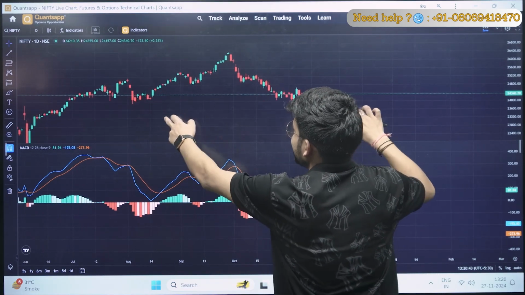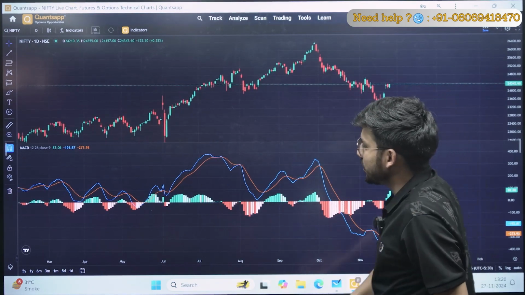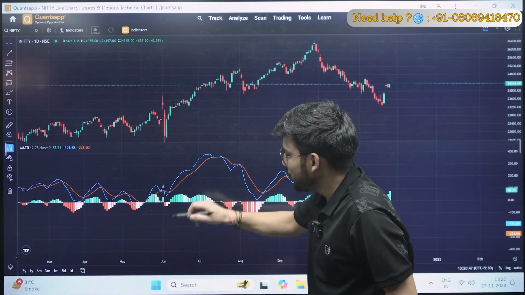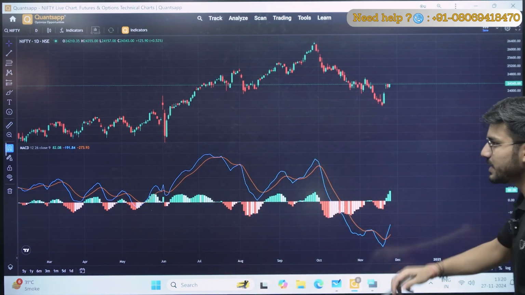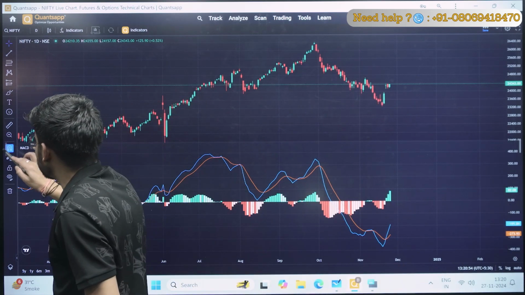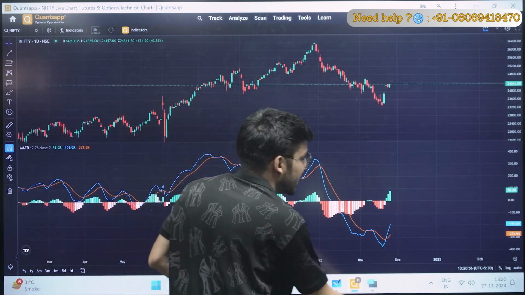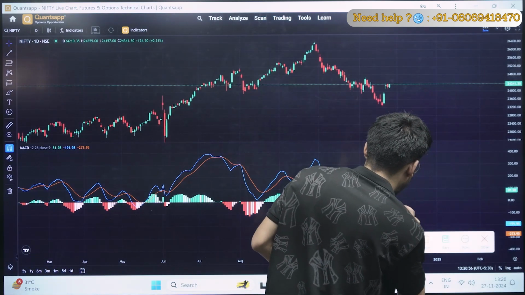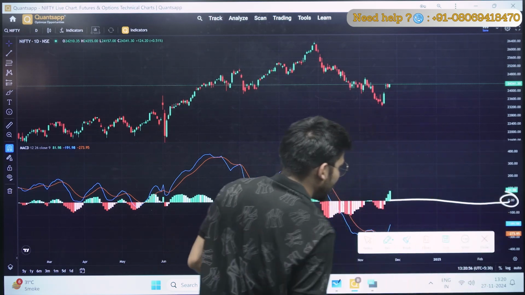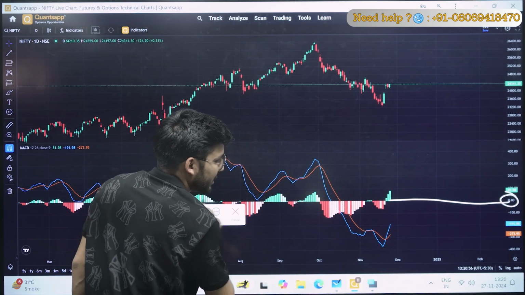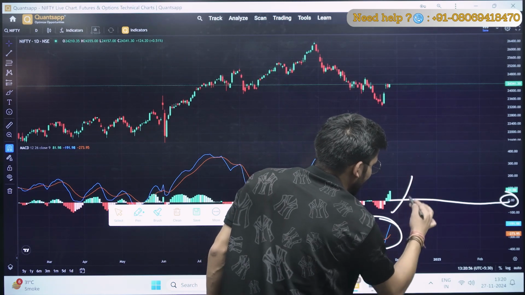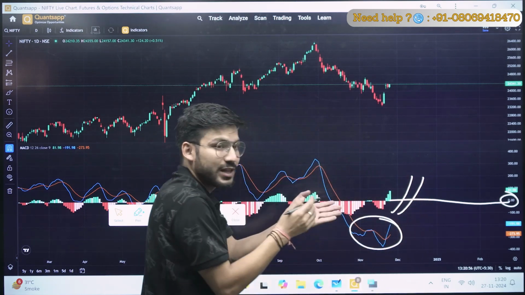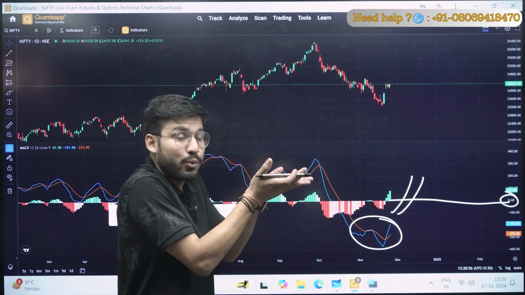The logic behind the strategy is that whenever these two lines are moving above or below my zero line, so this is my zero line. Right now they are in the below section. If both of these lines move in the upward direction like this, that is the time when the market is in upward momentum.